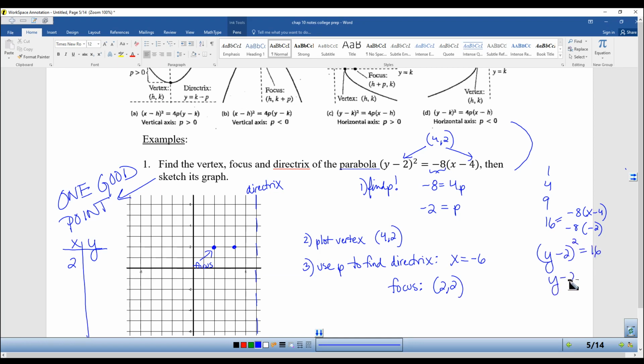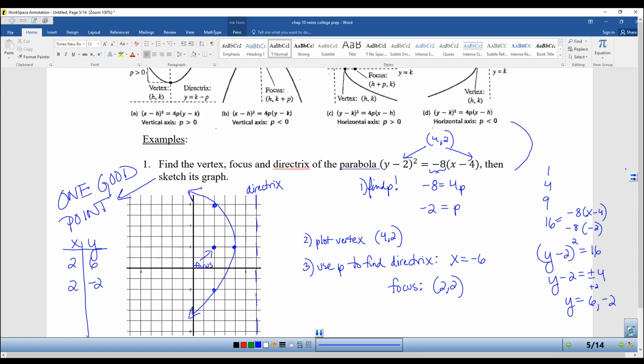So square root both sides, y minus 2 is equal to plus or minus 4. Y is equal to, if I add 2, I get 6 if I'm using positive 4, or negative 2 if I'm using the negative 4. So at x is equal to 2, I get 6 and negative 2. And now I can draw a really good parabola.